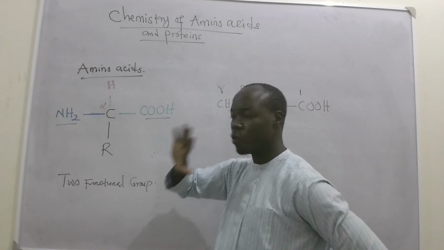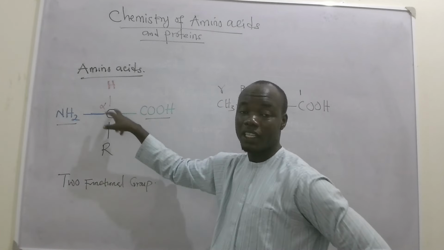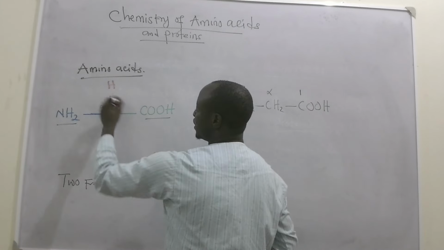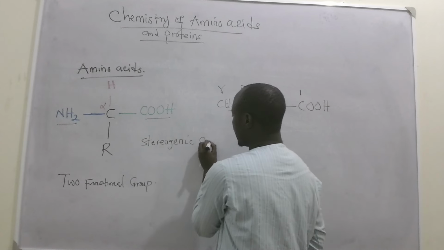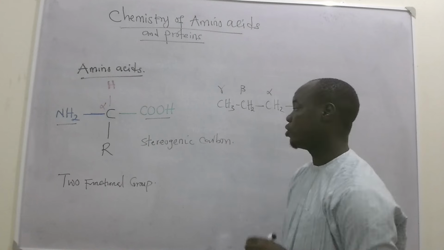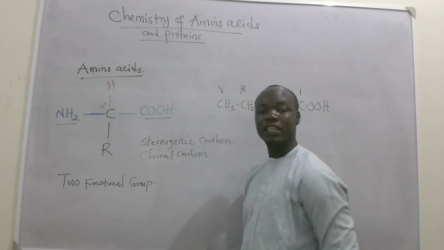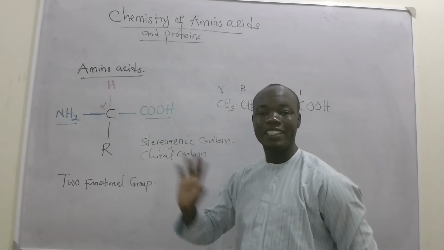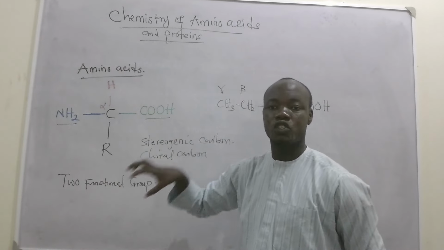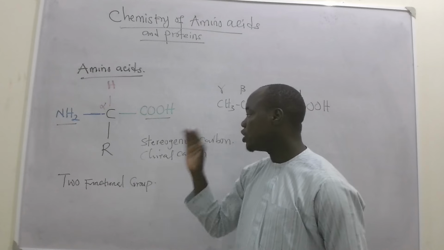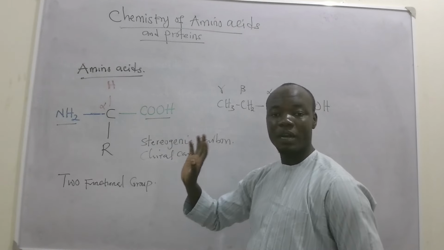So the most important thing we should know here is that we have four different groups attached to this carbon. Any carbon that has four different groups attached to it is called a stereogenic carbon. In some textbooks, they will tell you that it is called a chiral carbon, or sometimes a stereogenic center. So this is an alpha carbon with four different groups attached to it. Any carbon with four different groups attached is called a stereogenic carbon, or a chiral carbon.